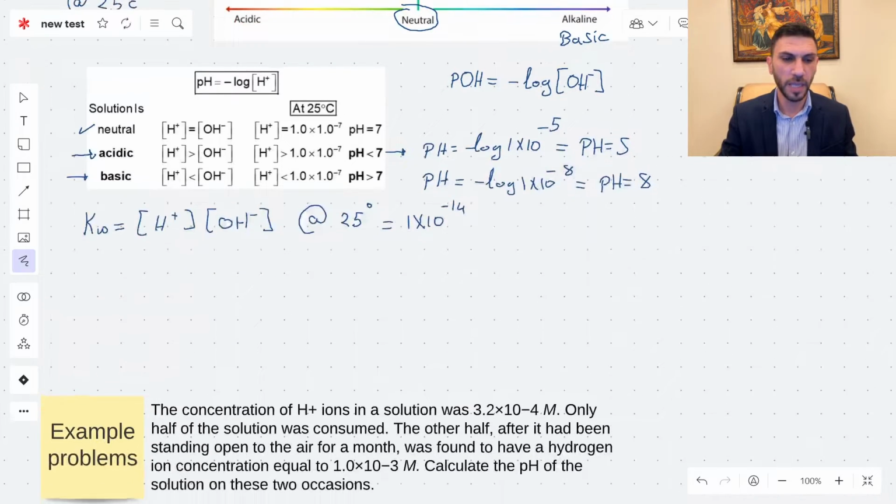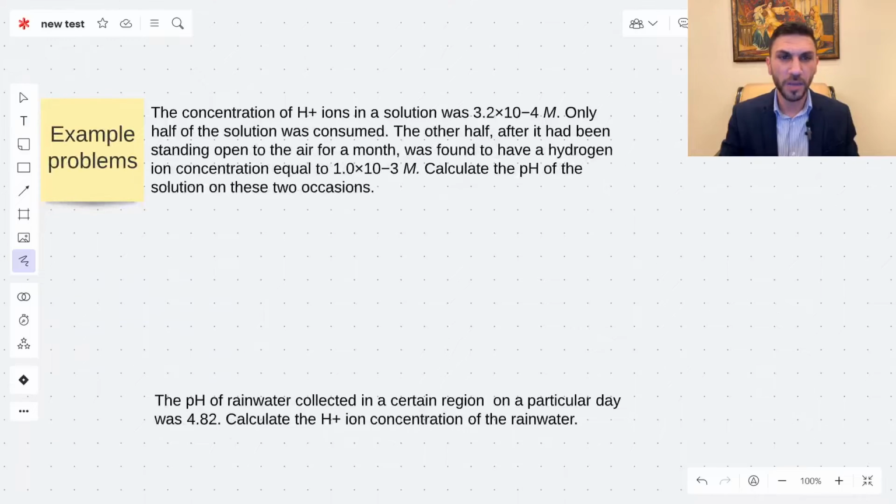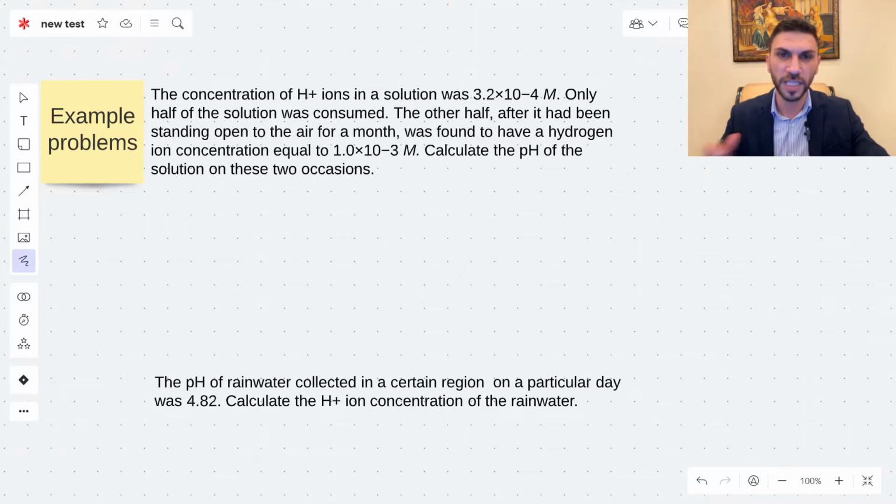All right, let's have an example problem. The concentration of H positive ions in a solution was 3.2 times 10 to the power of negative 4 molar. Only half of the solution was consumed. The other half, after it had been standing open to the air for a month, was found to have a hydrogen ion concentration equal to 1 times 10 to the power of negative 3 molar. Calculate the pH of the solution on these two occasions.